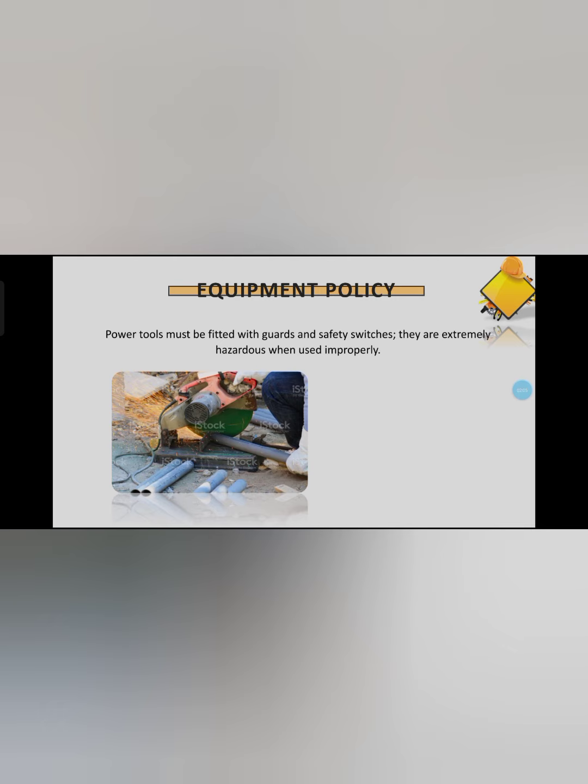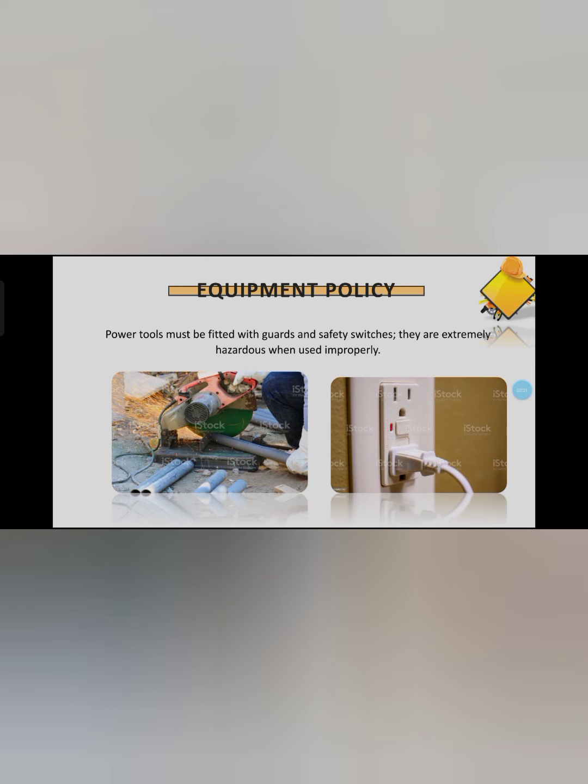So as you can see, we have safety guards on this type of power tools. Okay, so we have safety guards. Okay, take note on that one. And we have safety switches. So safety switches, so dapat nasa tamang pag-plug yan, no? Dapat hindi siya octopus switches, yung maraming nakasaksak ba, delikado yan.